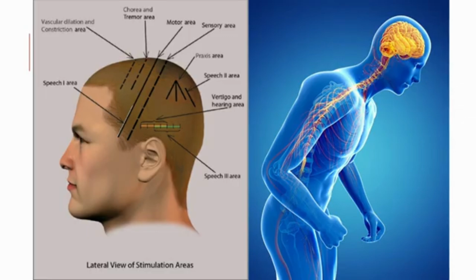The chorea and tremor area is located parallel to and 1.5 centimeters anterior to the motor area, running 4 centimeters down in the same direction. It starts 1 centimeter anterior to the midpoint at its upper point. This area is always needled bilaterally and is used for any involuntary motor activity.